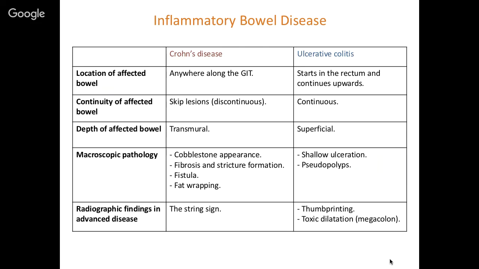The rectum is usually spared, but it can pretty much be anywhere along the GIT, whereas ulcerative colitis starts in the rectum and works its way upwards. Continuity, we've talked about. Skip lesions versus continuous parts of the bowel. We've also talked about depth.